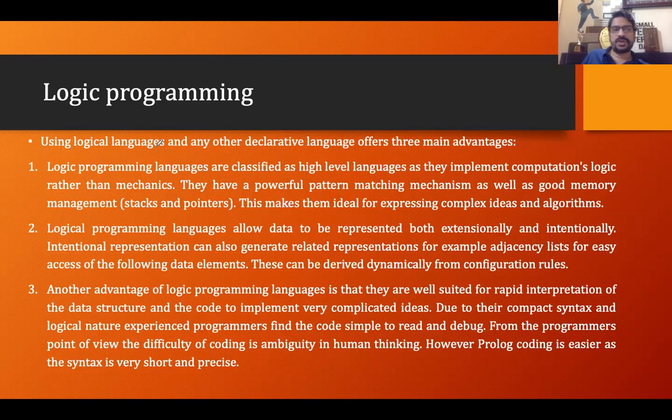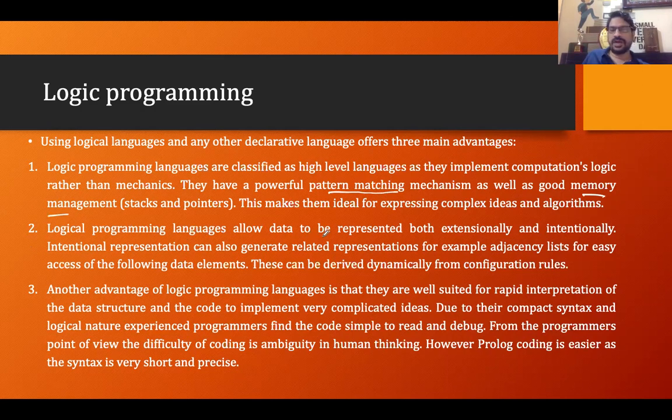Using logical programming and any other declarative language offers three main advantages. So what are those? Logical programming languages are classified as high level languages as they implement computation logic rather than mechanism. They have a powerful pattern matching mechanism as well as good memory management, stack or pointer. These make them ideal for expressing complex ideas and algorithms. What it is saying is that the logical programming language is a type of high level language to get the output. But it is getting the output based on some pattern matching. And this pattern matching is done on the already existing knowledge base in the memory.